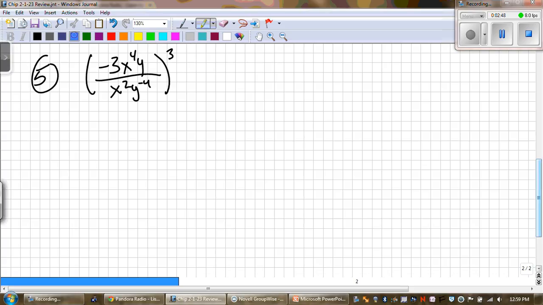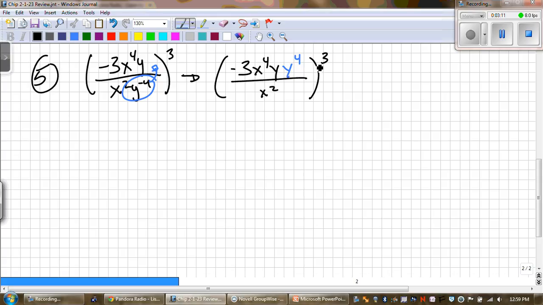So if your exponent's negative, drop it like it's hot. If it's already on the bottom, we have to bring it to the top, okay? So what this is really saying is negative 3 x to the 4th, we have that 1y, we just brought up 4 y's, all divided by x squared. Okay? Now, let's look at the x's.